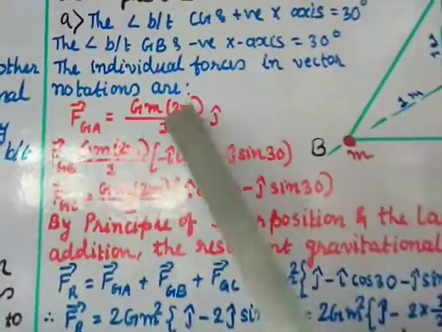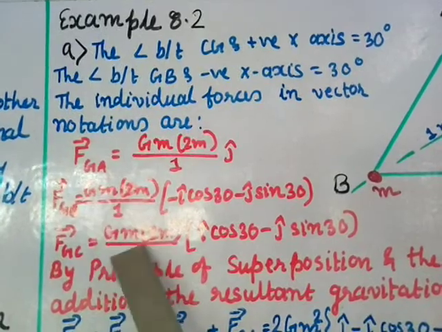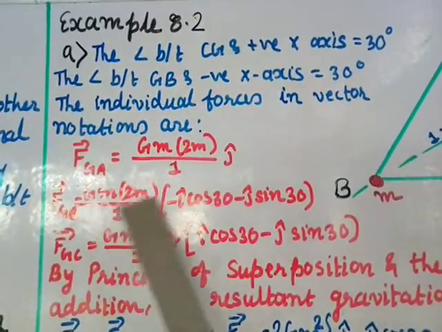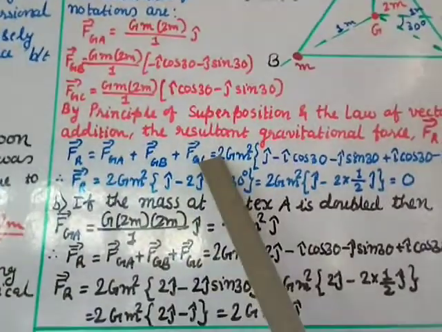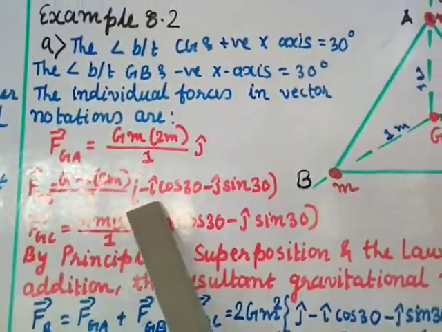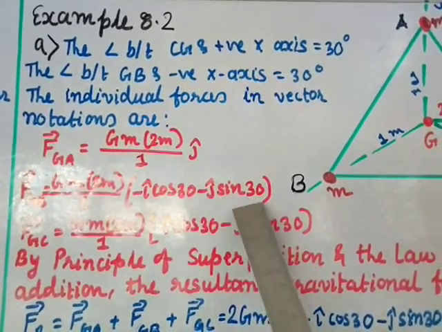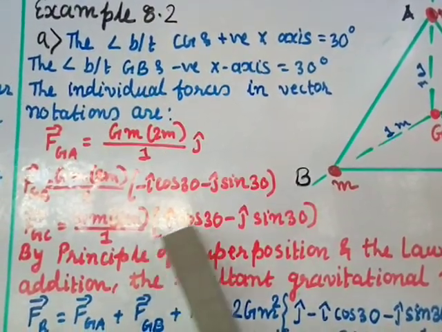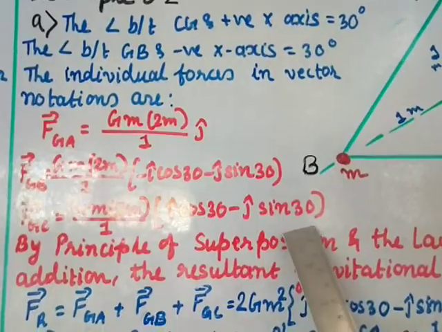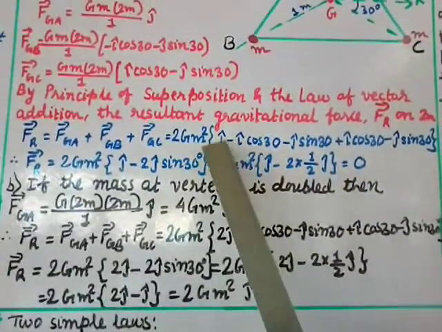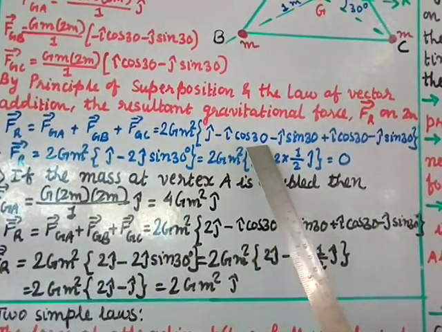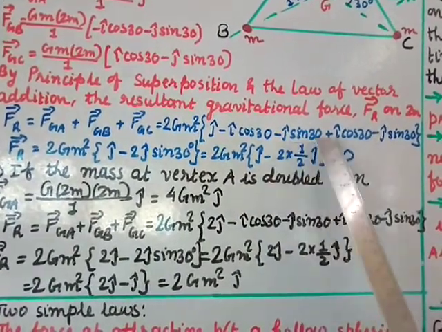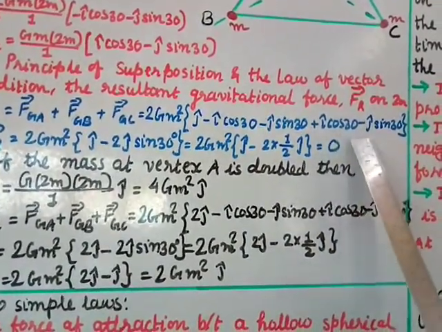now from all these three you have got 2, 2, 2. All have got m into m, that is m square, and all have got G. So I am taking common 2G m square. What remains here is j cap, then minus i cos 30 minus j sin 30, then plus i cos 30 minus j sin 30. So what is remaining I have just written in the bracket: j cap minus i cap cos 30 minus j cap sin 30 plus i cap cos 30 minus j cap sin 30.